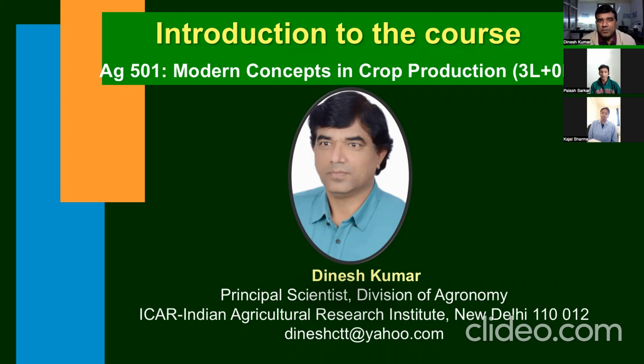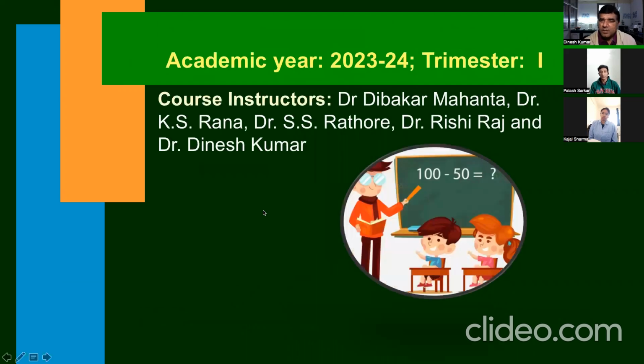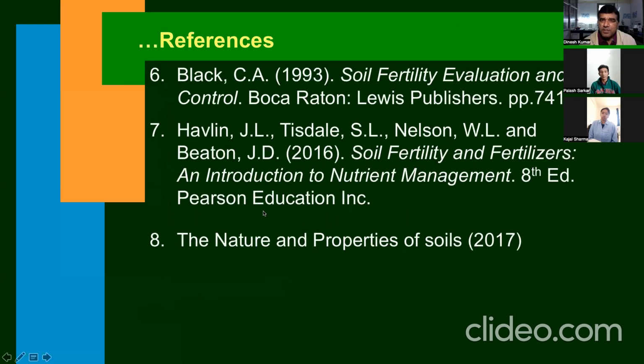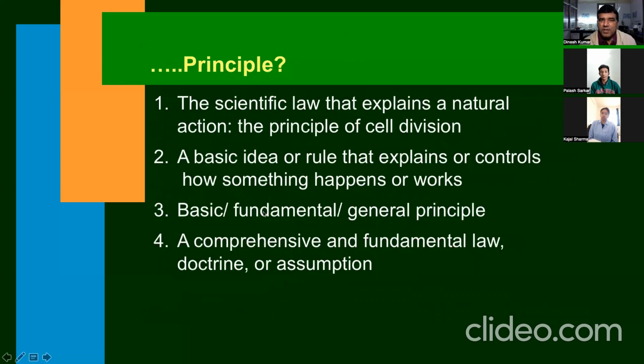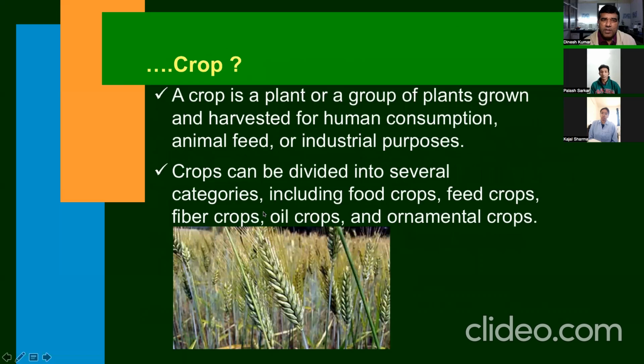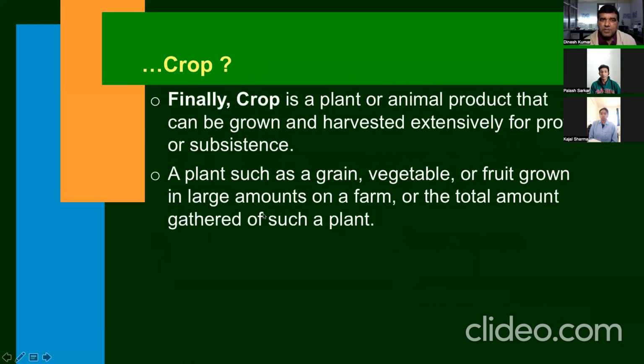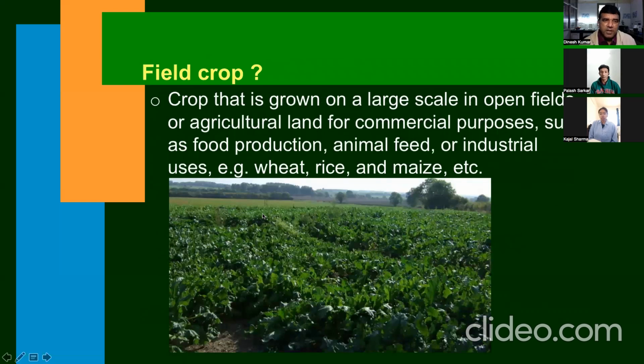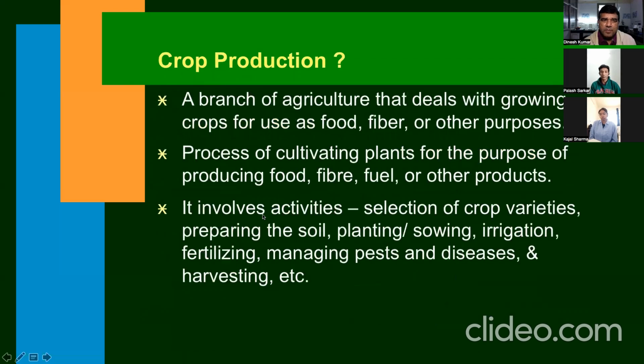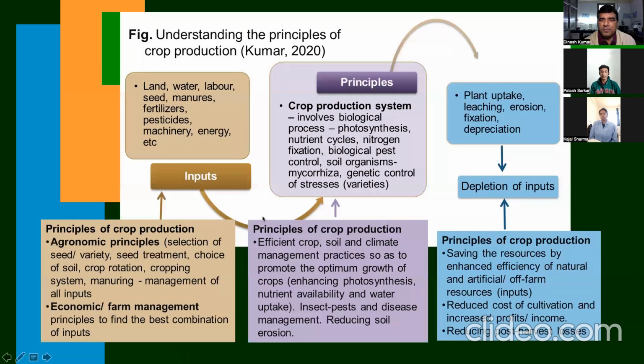So this class continues on principles of crop production or principles of agronomy. I have already taken 2 lectures and this is the third lecture in the series. I covered some of the aspects related to principles of crop production. So particularly we could know what is principle, what is crop, and then what is meant by principles of crop production. We could also see what is field crop, what is production, and crop production. And I tried to explain to you the meaning of principles of crop production and practices of crop production.